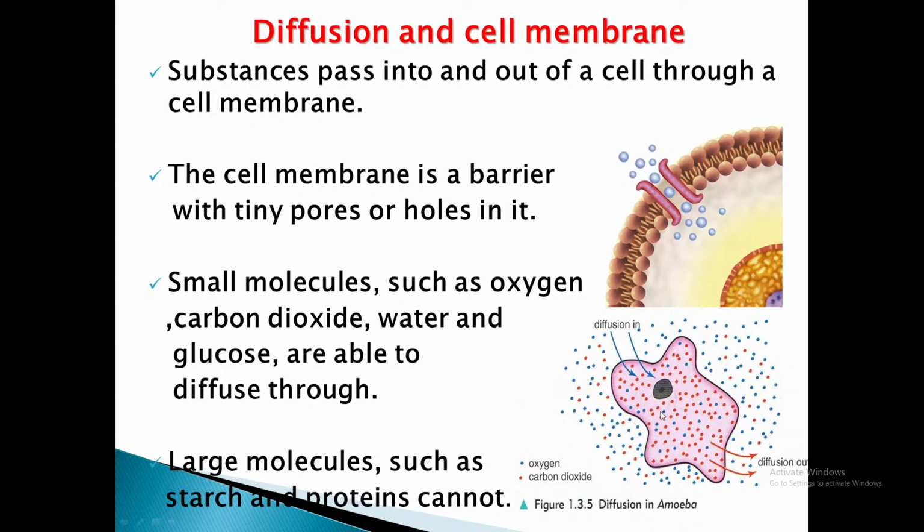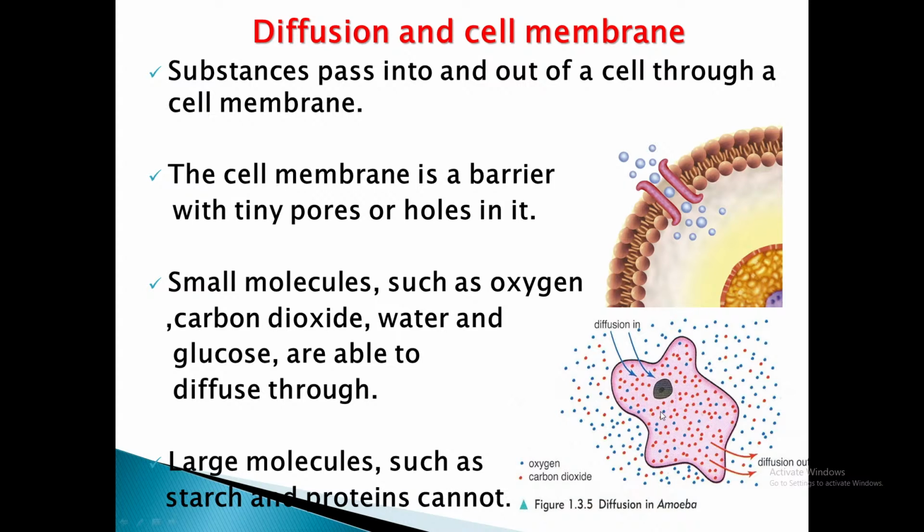So at any given moment, there will always be less oxygen inside the cell, because once the cell gets the oxygen, the cell is going to use it up. But because there's a process called diffusion, it is always going to ensure that the amount of oxygen in the cell is maintained. So substances pass into and out of the cell through the cell membrane.